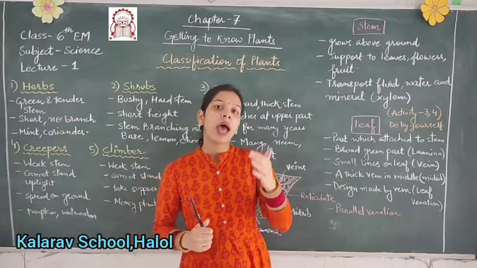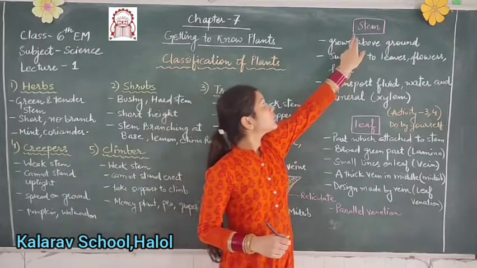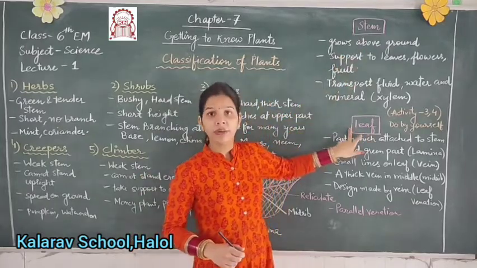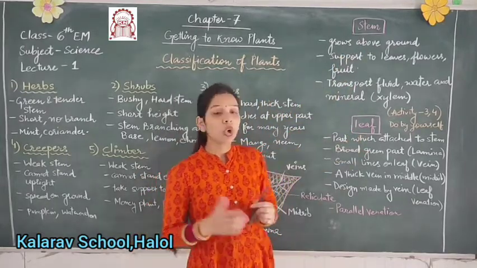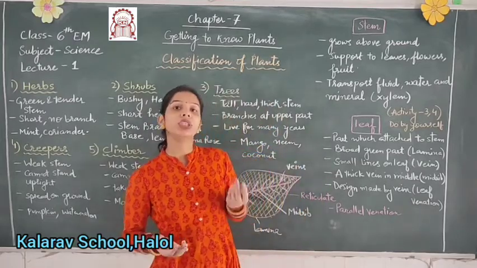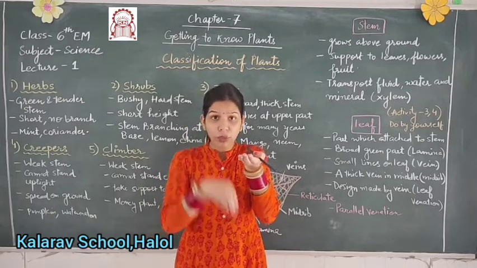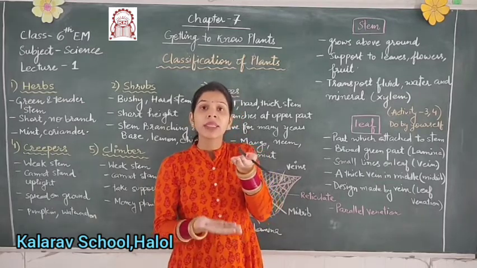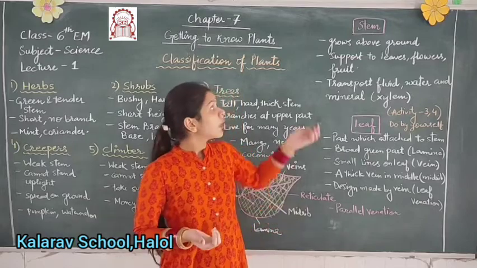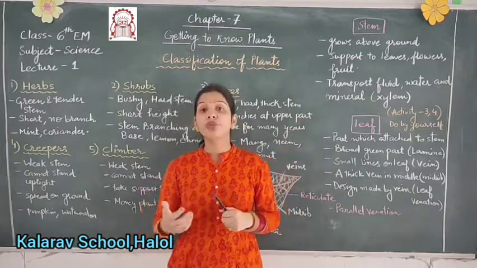So firstly I will consider the shoot system. The shoot system contains stem and leaf. The stem grows above the ground. It is the part of the plant which grows above the ground. It does not lie in the soil, but it is above the ground. It provides support to the leaf, flowers and fruits.